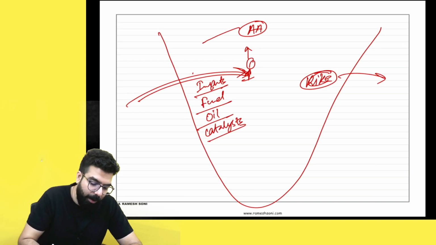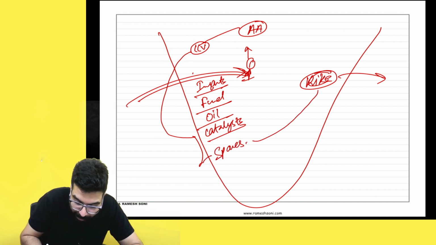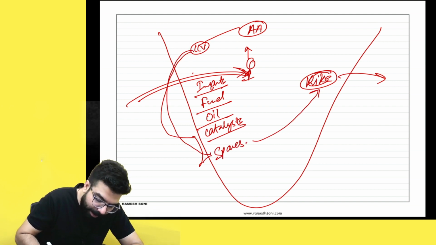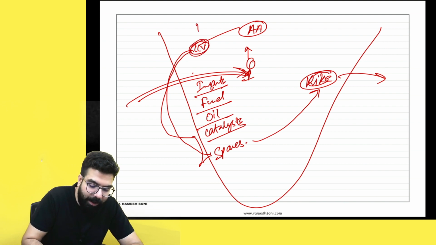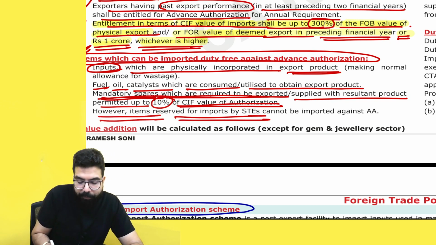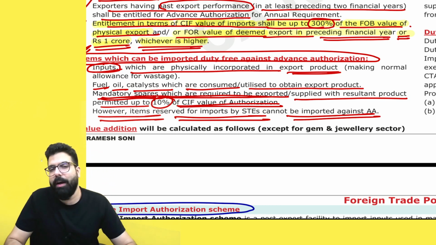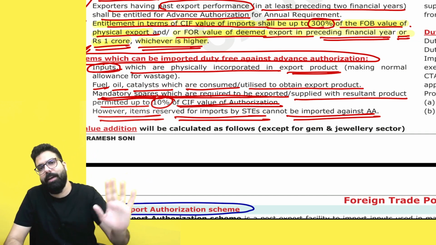Suppose the authorization was given for 1 crore. They are telling that spares which are to be supplied along with the final product can be imported up to 10% of the CIF value of the authorization. However, items reserved by state trading enterprises cannot be imported under advance authorization.